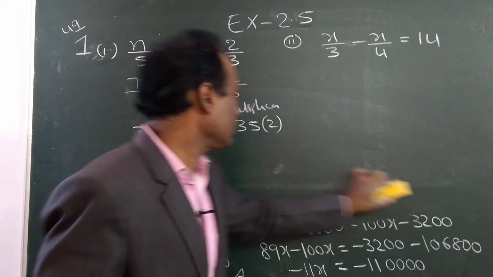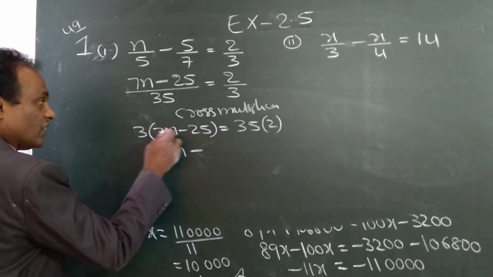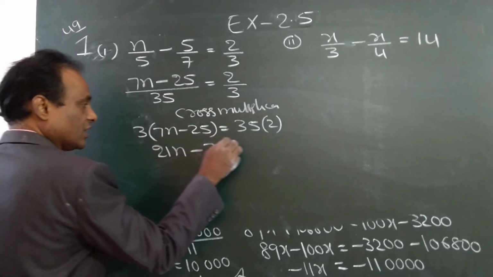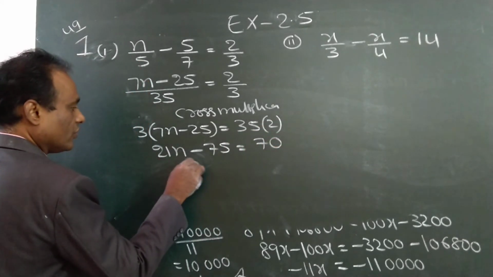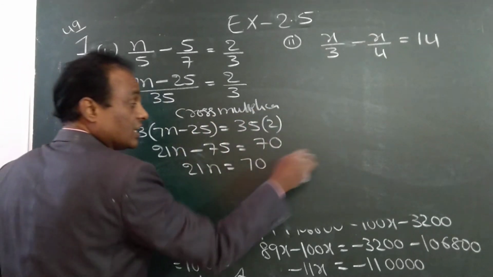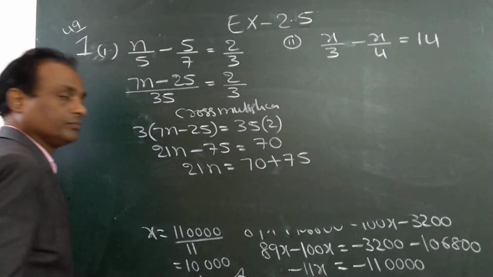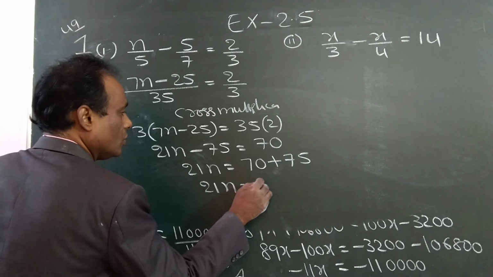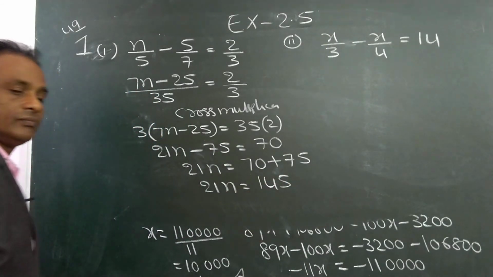That's all. Now, 3 sevens are 21. 3 into 25, you multiply, it is 75. 35 into 2 is 70. So 21n is equal to 70 minus 25, that is, minus 75 to that side becomes plus 75. So 21n is equal to 75 plus 70, which is 145.